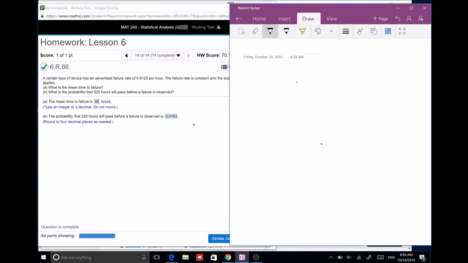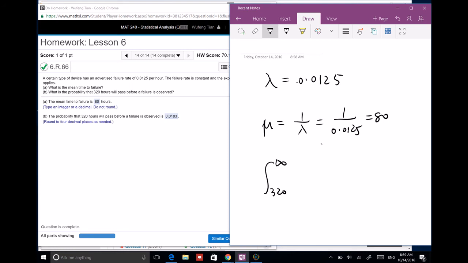Since the failure rate lambda equals 0.0125, then the mean value mu equals 1 over lambda, which is 1 over 0.0125 equals 80. The probability that 320 hours will pass before a failure is observed, so you use that probability distribution from 320 to infinity.